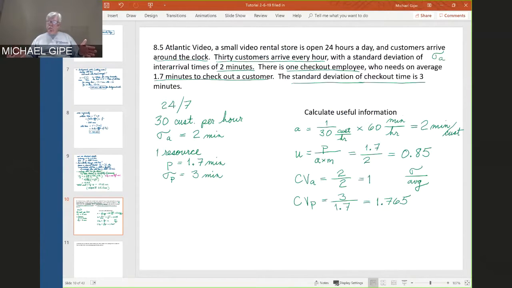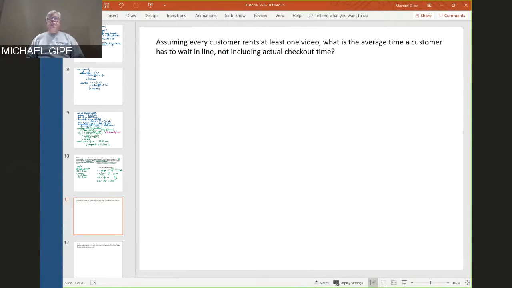Okay, so those are the key parameters we're going to need. We've got A, we've got P, we've got our coefficient of variation for each of those, and we have our utilization, which we do know is under 1, so we are able to handle that queue as long as people are willing to wait. Assuming that every customer rents at least one video, so every customer coming in at a rate of 30 customers per hour will eventually pick something and will be waiting in the queue to be checked out. What's the average time a customer has to wait in line, not including the actual checkout time?